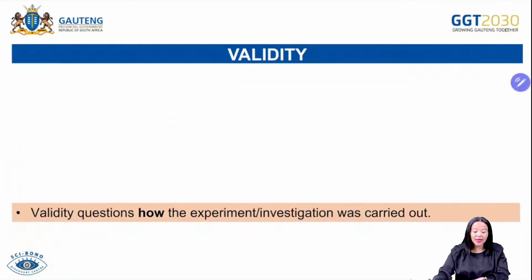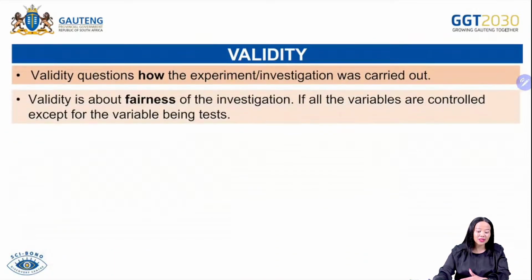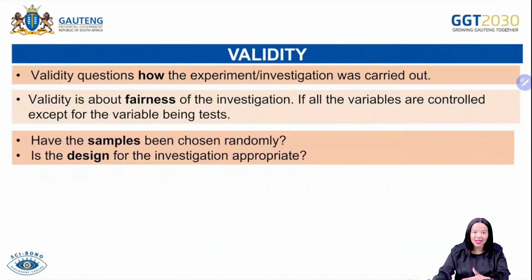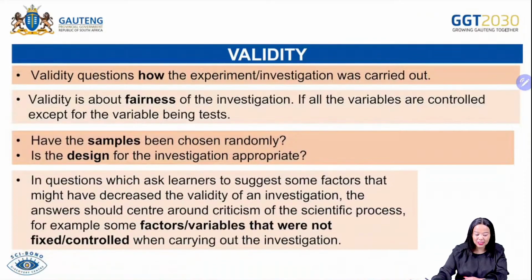Moving forward, then validity. When it comes to validity, we are talking about accuracy. How accurate are these results? The truthfulness of the results. Is the method appropriate? Is this investigation measuring what it is supposed to, or what it is intended to measure? That is validity. And when it comes to validity, we are looking at what it is that the investigator did to ensure validity. What factors were kept constant? That is when we are answering questions of validity.